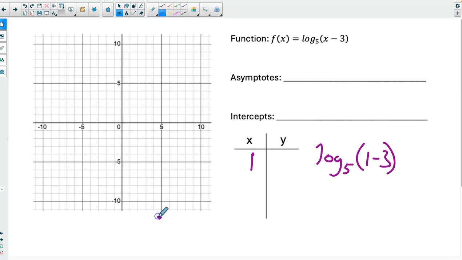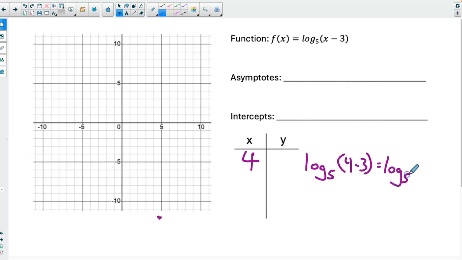I have to put the number that's going to force this to become 1. So what number am I going to put in here? I'm going to put 4 in. So I'm going to make this 4 because I know that when I plug 4 in, I get 1 as my argument, and then it comes back to the property. 5 to what power is 1? 5 to the 0 power is 1.